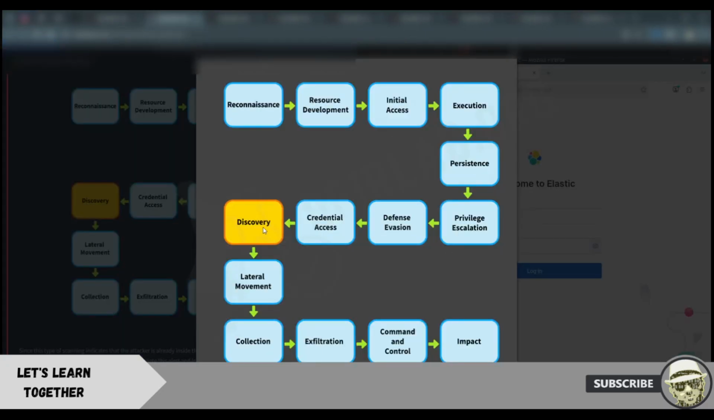So the attacker is here. He just passed through resource development, initial access, execution, persistence, privilege escalation on some assets in the network, defense evasion, credential access, and now he's in the discovery phase to gain more access in the network.